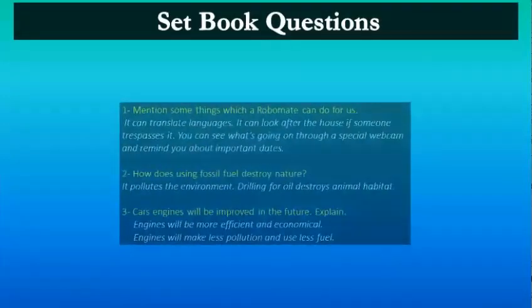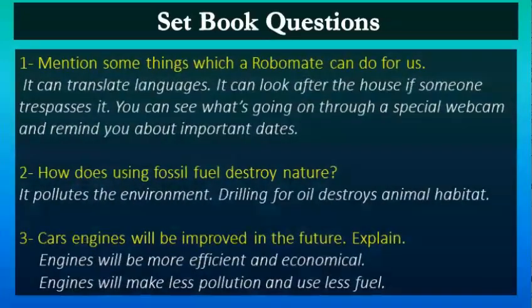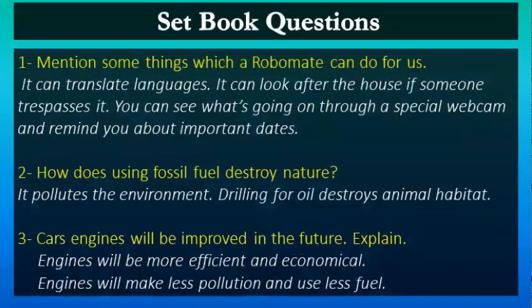The last part of our lesson today is about setbook questions. As I said, they are very important. You have to memorize them. Please write them down and work hard. The first question here, who can read? Mention some things which a RoboMate can do for us. In other words, what can a RoboMate do for us?